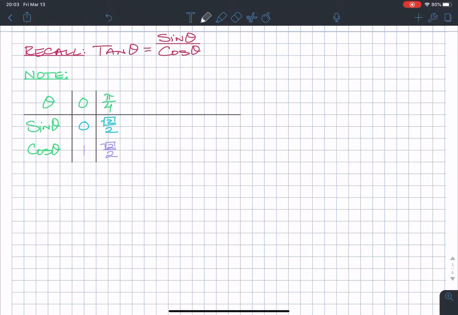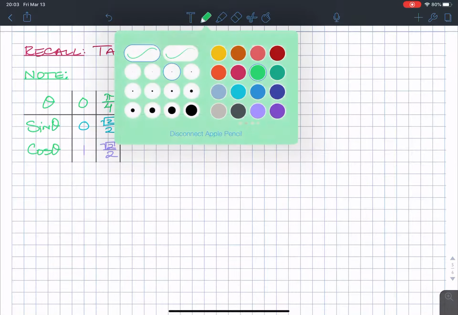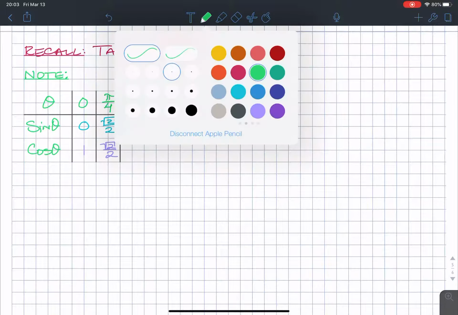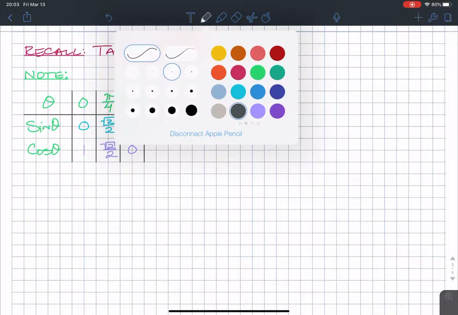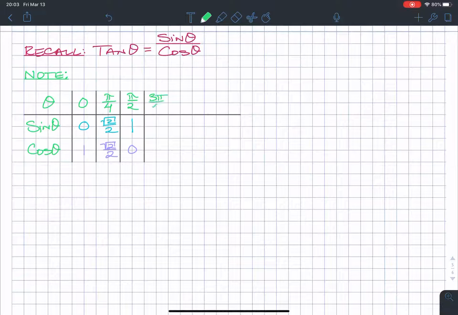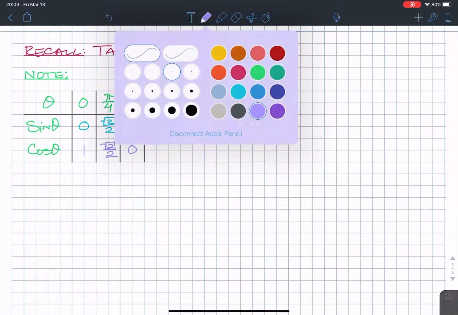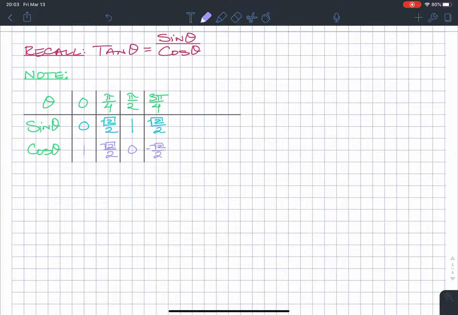Now let's go to 90 degrees, or pi over 2. So the y-coordinate sine is 1, and the x-coordinate cosine is 0. Going into quadrant 2 and the 45-degree reference angle, that's 3 pi over 4. So the y-coordinate is still positive root 2 over 2, whereas the x-coordinate is negative root 2 over 2. Okay, now on to 180 degrees, or pi radians. We have that the y-coordinate sine is 0, and the x-coordinate cosine of theta is negative 1.